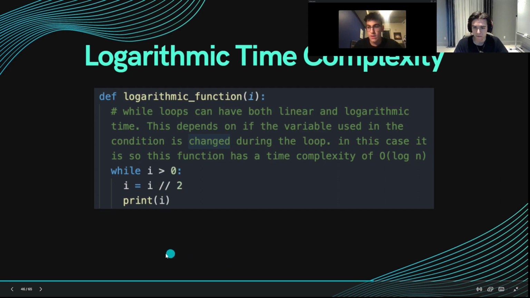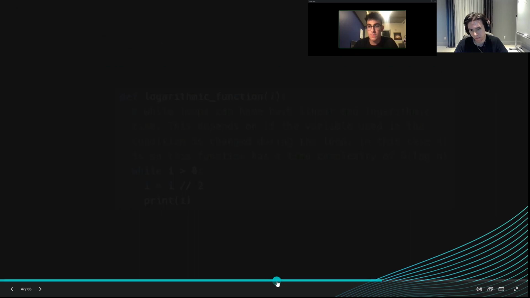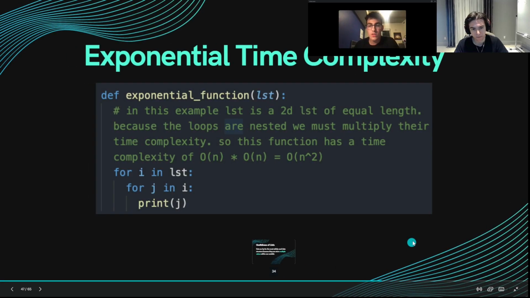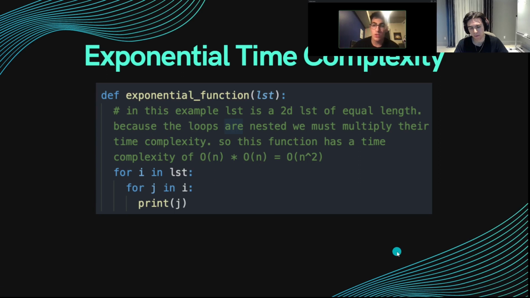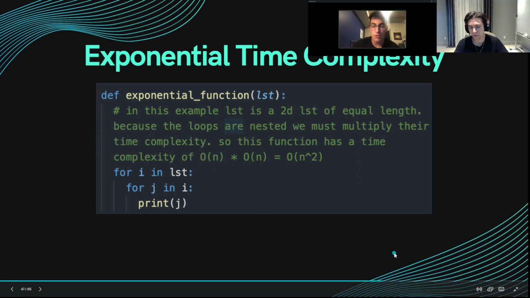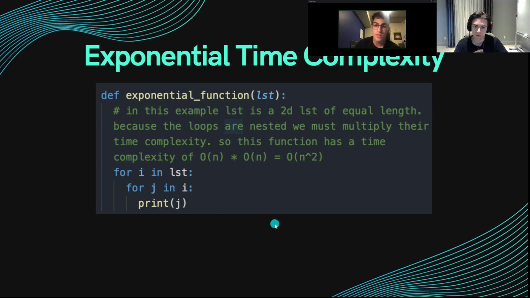So next we move on to exponential, and this is nested loops. When you have a nested loop, you always multiply the time complexity. So let's say you have a for loop and another for loop. The first one has a time complexity of O of n, and the second one also has a time complexity of O of n. So their combined time complexity would be O of n squared because you're just multiplying them.